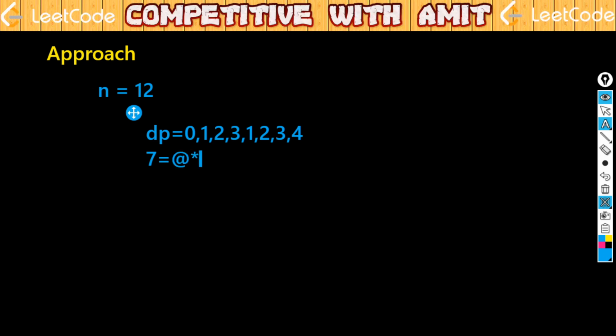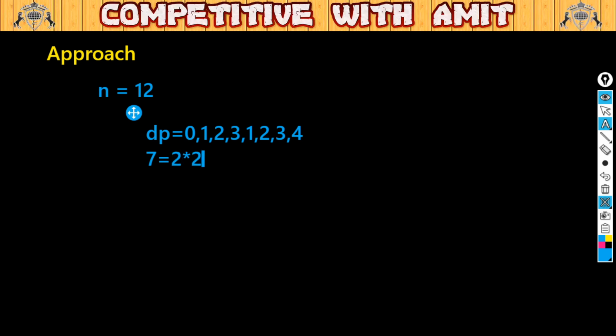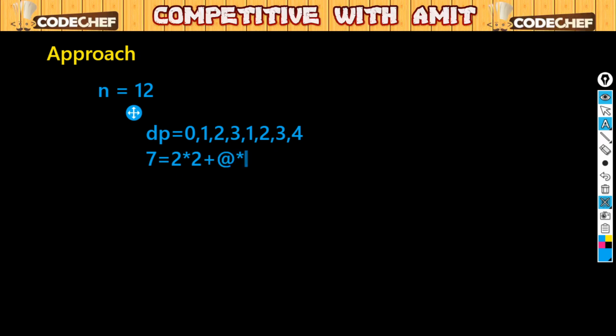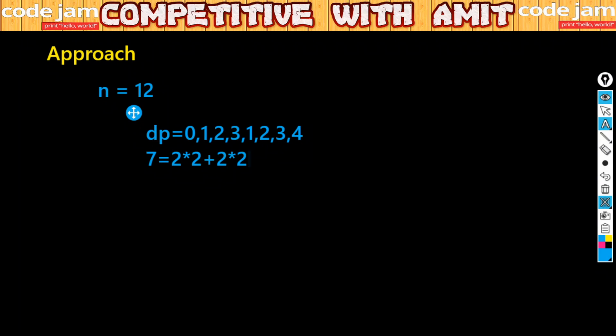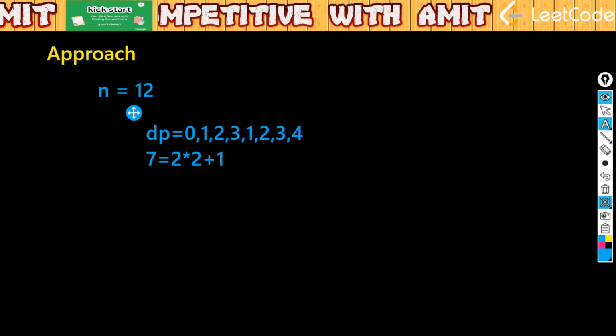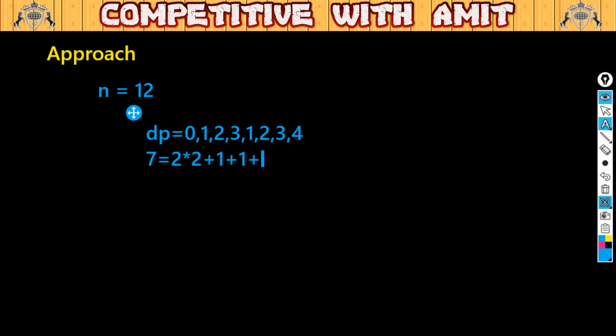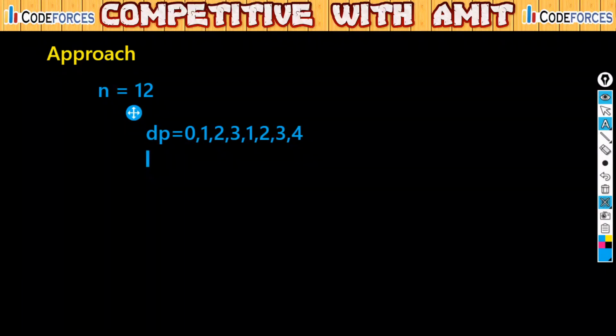So 2 into 2, we will use 2 multiplied by 2. After that I can use 2 multiplied by 2 again, but it is 8 because 4 plus 4 is 8, so it is higher, so I can't use 2 into 2 again, so I'll use 1 only. So 1 plus 1 plus 1, so we require 4 numbers for 7.